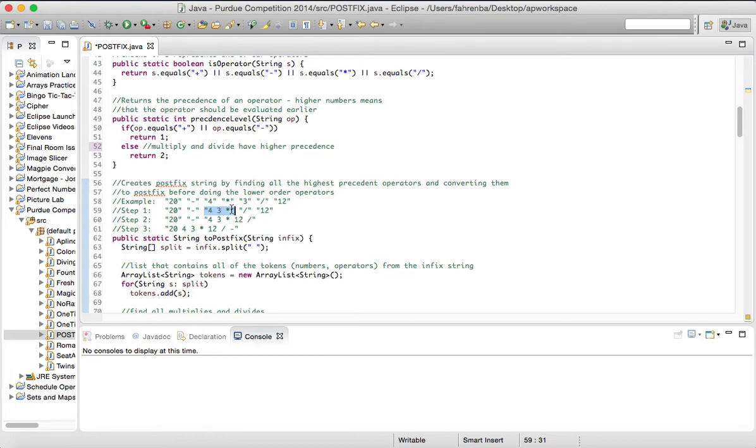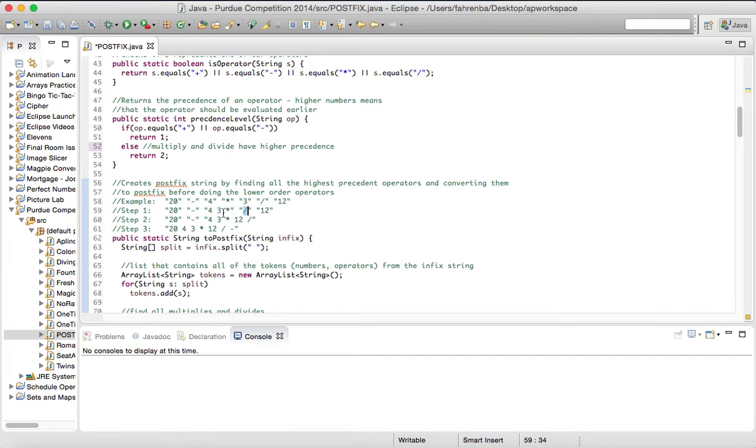Then you do the same thing again. You look through and you find the next highest operator that's furthest to the left. Now times doesn't count anymore because this is not an operator, it's a blob of numbers and operators. So the only operator we have that is high order and furthest to the left is the divide.